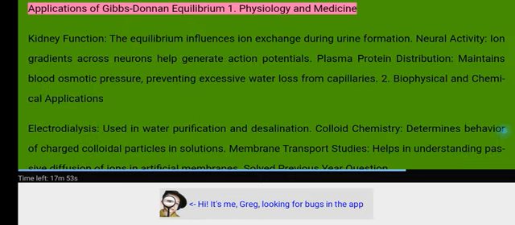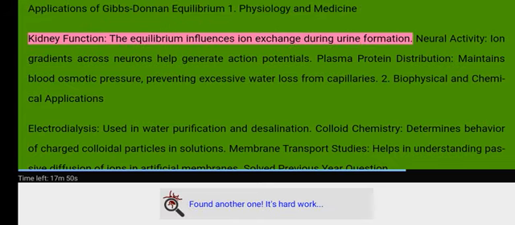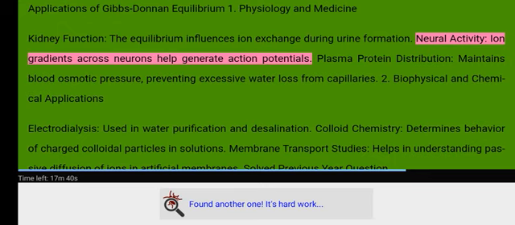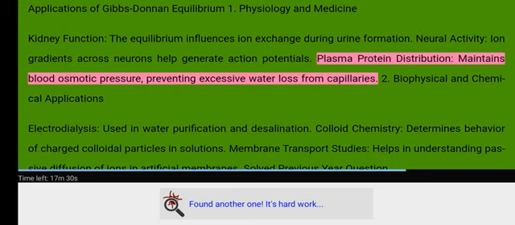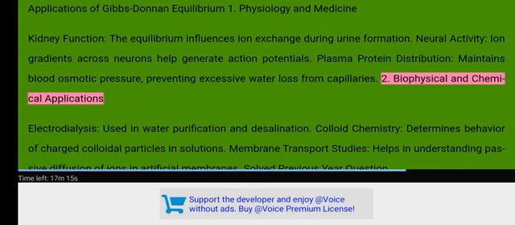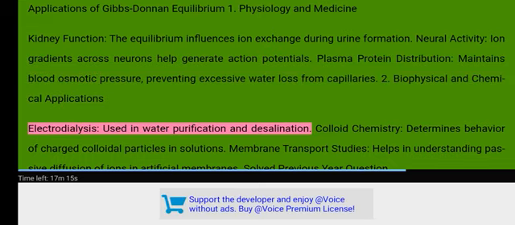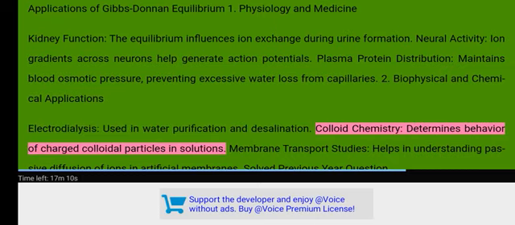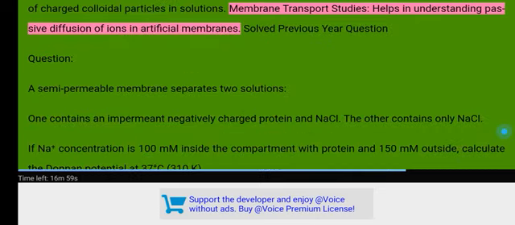Applications of Gibbs-Donnan equilibrium. 1. Physiology and medicine. Kidney function: the equilibrium influences ion exchange during urine formation. Neural activity: ion gradients across neurons help generate action potentials. Plasma protein distribution: maintains blood osmotic pressure, preventing excessive water loss from capillaries. 2. Biophysical and chemical applications. Electrodialysis: used in water purification and desalination. Colloid chemistry: determines behavior of charged colloidal particles in solutions. Membrane transport studies: helps in understanding passive diffusion of ions in artificial membranes.